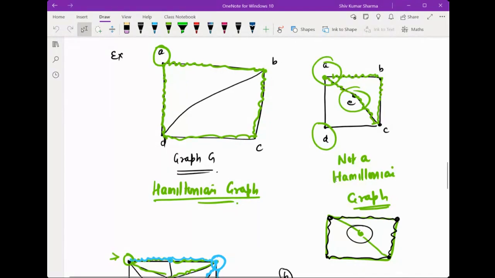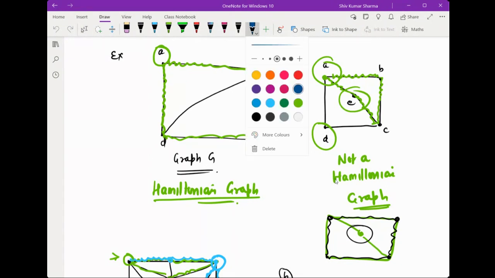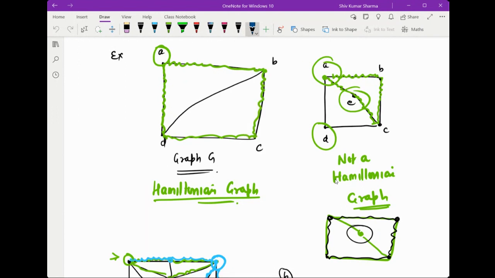So the first graph is an example of a Hamiltonian graph. How to say that? In the Hamiltonian graph definition, we have to visit every vertex exactly once. This graph has 4 vertices, so we visit all the vertices exactly once and return back to the origin vertex. Start visiting from vertex A and make a cycle: A to B, B to C, C to D, and D to A. So this makes a Hamiltonian cycle, and this is an example of a Hamiltonian graph.